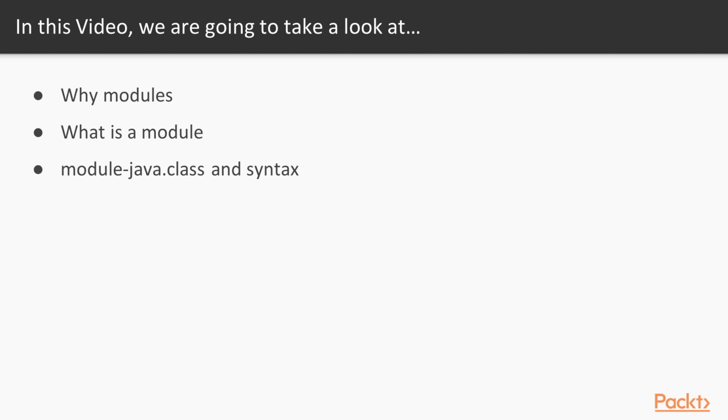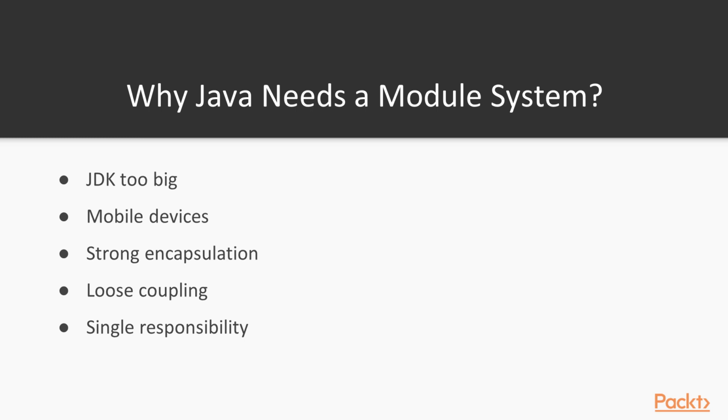We'll learn why Java needs modules, we'll learn what a module is, and finally we'll have a look at the module-info.class descriptor and its associated syntax. Why Java needs a module system. There are a number of reasons why Java needs a module system. These include Java getting too big. For example, the runtime jar file rt.jar is too big for a lot of Internet of Things devices.